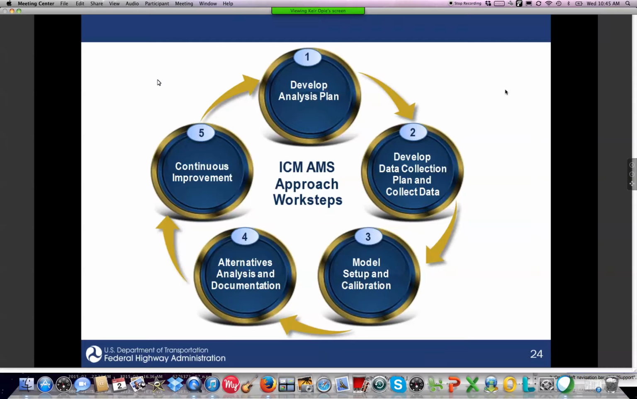Once you have that model, then you can jump into the alternatives analysis to do those various what-if scenarios and test the different ICM strategies. And then, after the main process is over, there should always be the thought of continuous improvement within your AMS tools to make sure that they stay relevant, to be used whenever they're needed to look at different outcomes.